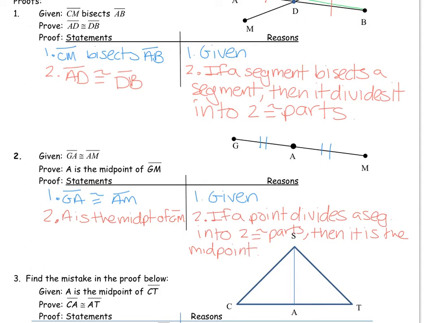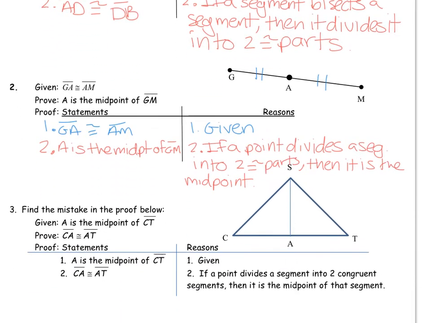So for this one, you really have to think about what you were given. You were given two congruent parts. So in our if part, we should be saying two congruent parts. The then part, remember, is what you're trying to prove. So we're trying to prove that it's a midpoint. Then it is the midpoint. Okay, that's always a good thing to double check when you're doing your proofs. The previous statement should be in the if part of the statement, and what you're trying to prove should be in the then part of the statement, just a reminder.